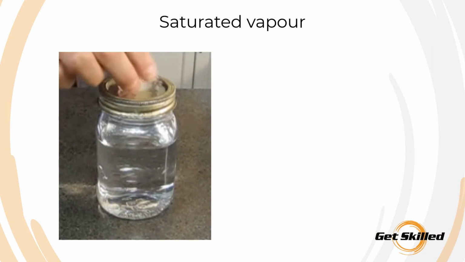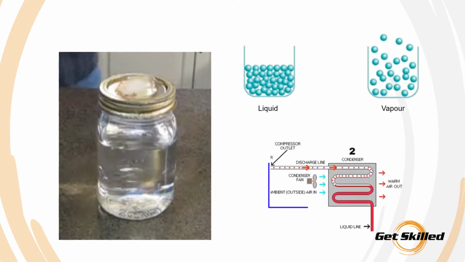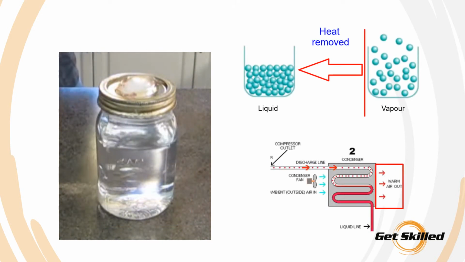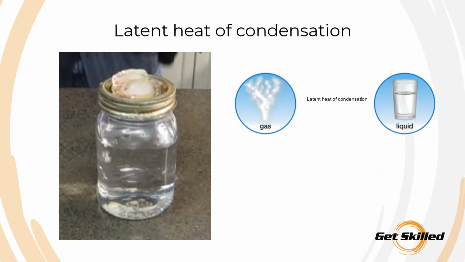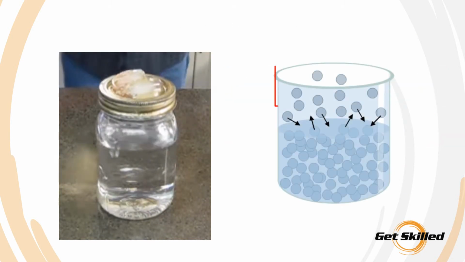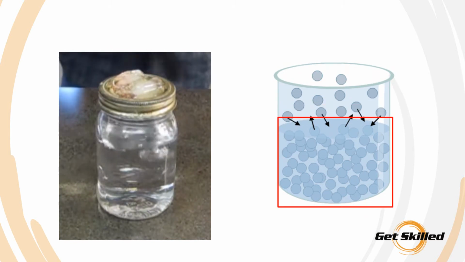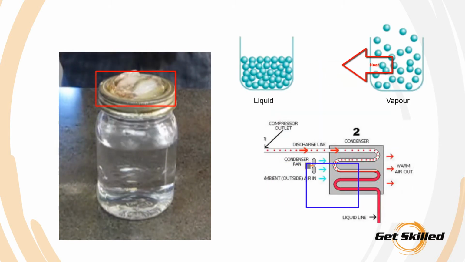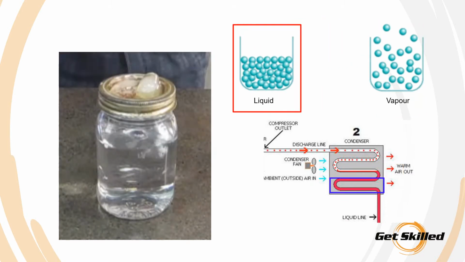A saturated vapor is a vapor at its condensing point. If any heat is removed, it will cause the vapor to change state into a liquid. This is called the latent heat of condensation. A vapor can only be saturated when it is in contact with its liquid. Heat is removed from the vapor and causes the vapor to condense into a liquid.